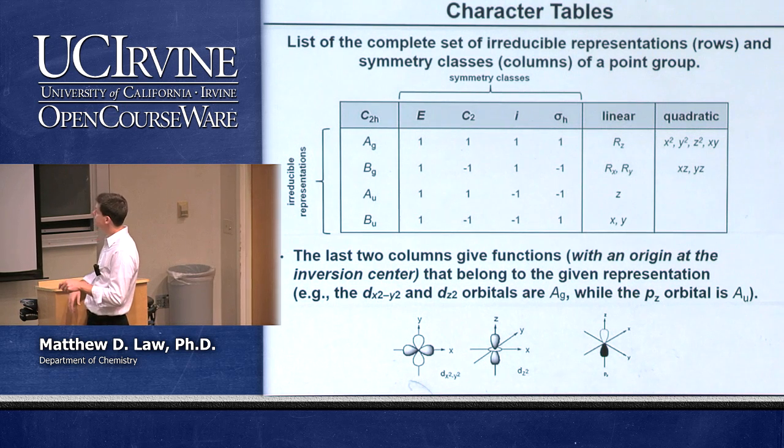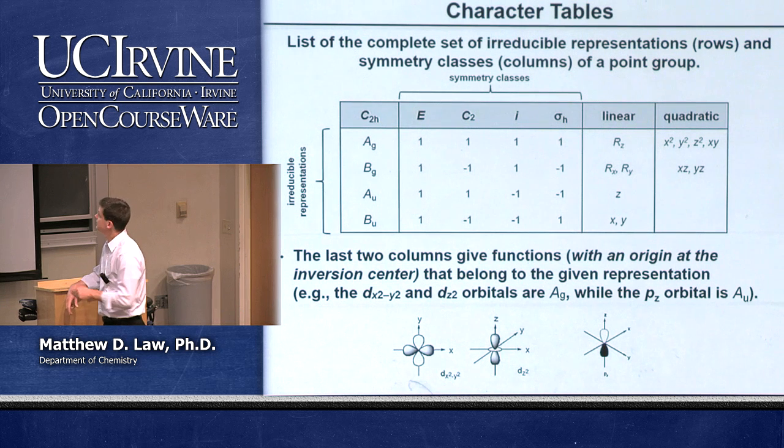It's all in plain sight. What about the pz orbital? Well, the pz orbital has different symmetry. We can tell what the pz orbital is. We just read it right off the table. The pz orbital must have the same symmetry as the z-axis, and that's going to be an AU representation. Let's prove to ourselves that that's true.